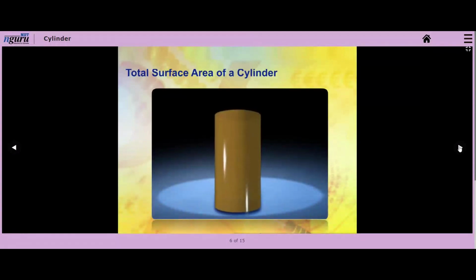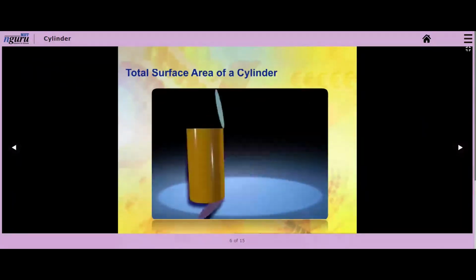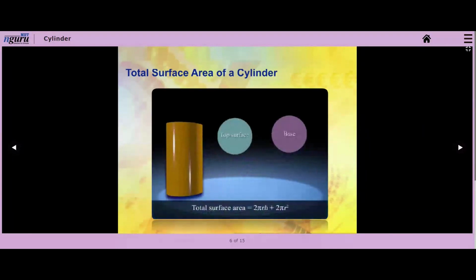Let's perform an activity to find out the total surface area of the right circular cylinder. Consider a closed circular cylinder. To determine the total surface area of the cylinder, find out the sum of the curved surface area and the areas of the top and base of the cylinder. You will find that the total surface area of the cylinder is equal to 2 pi r multiplied by h plus r.